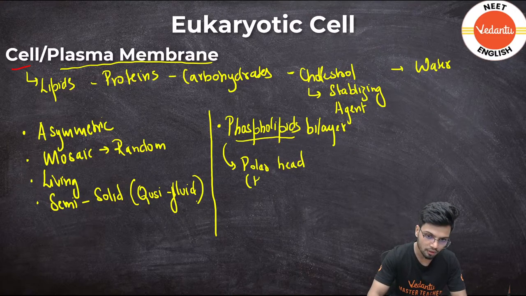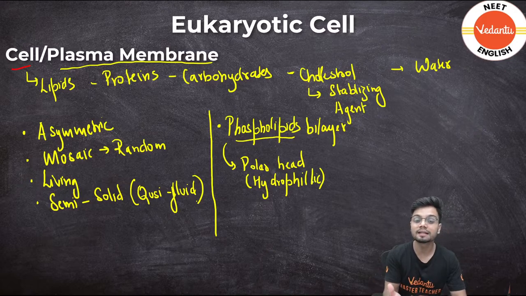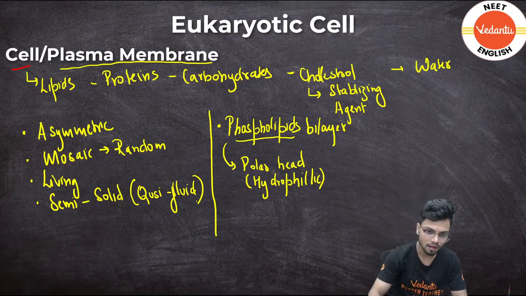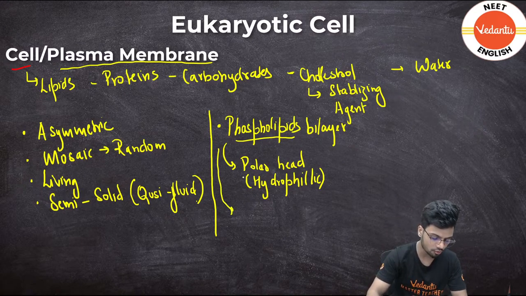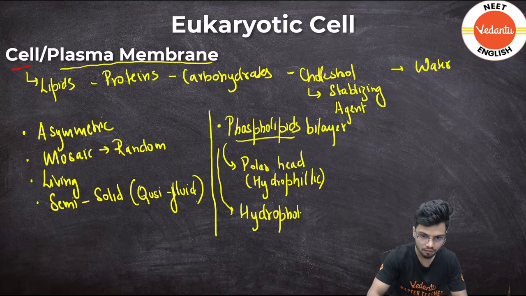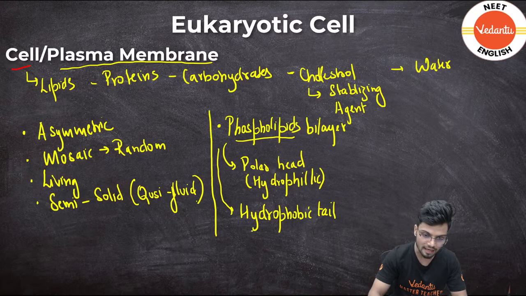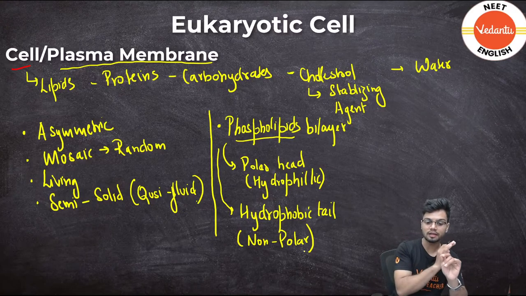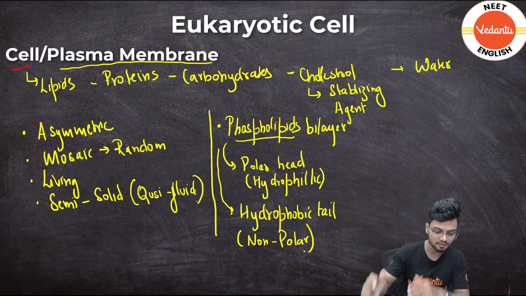Now this phospholipid has a polar head region. That is, the polar head is a hydrophilic head. What is the meaning of hydrophilic? The meaning of hydrophilic is water loving. The head region will love the water. Apart from this, this phospholipid also has a hydrophobic tail region, and this hydrophobic tail is non-polar in nature. That is, this hydrophobic tail does not like water.